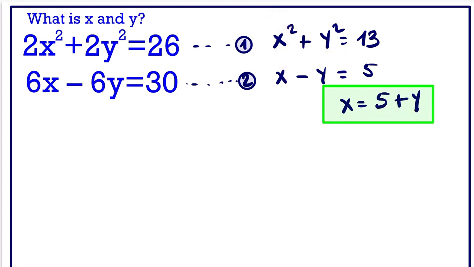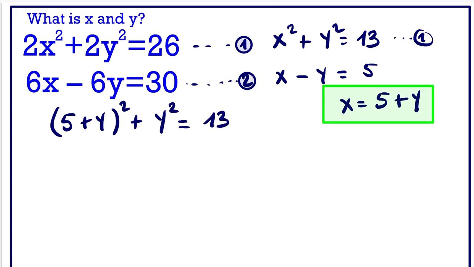But don't forget that x is squared. x is just the same as 5 plus y. We are working on equation 1, so we are going to have (5 plus y) in brackets squared, because x is squared, plus y squared equals 13. Next, we need to expand this. There's a formula for that, but I'll just expand without the formula so that everyone can understand.